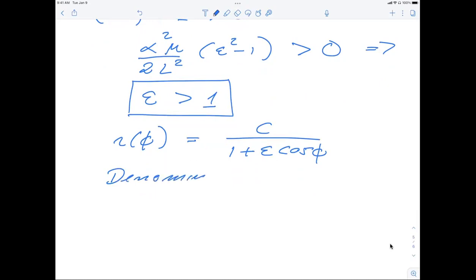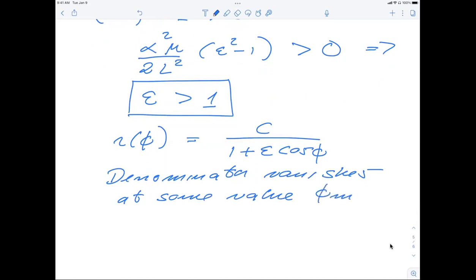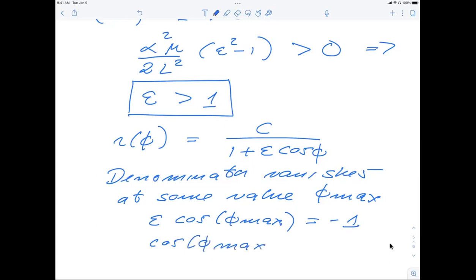So the denominator vanishes at some value, which we can call phi max here. And that means that epsilon times the cosine of phi max is equal to -1. So that means that the cosine of phi max is equal to -1 divided by epsilon.